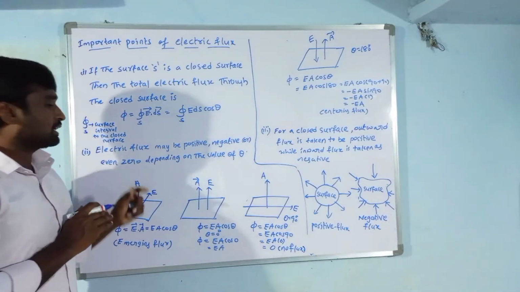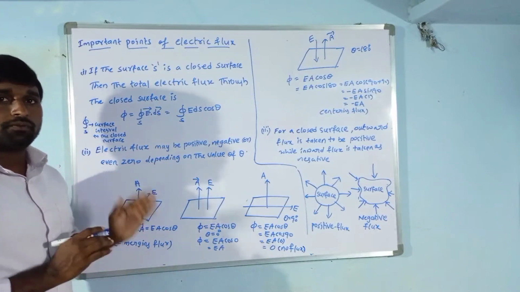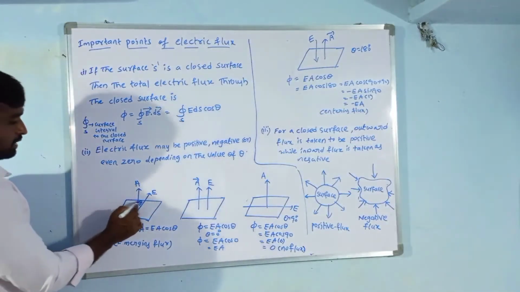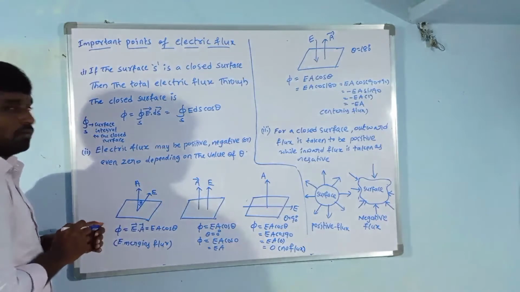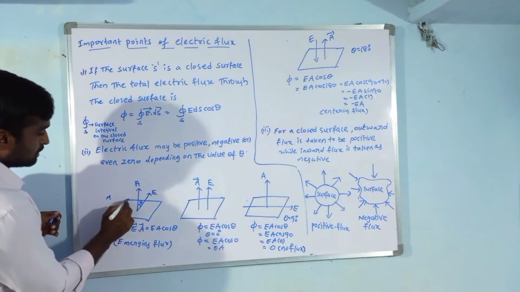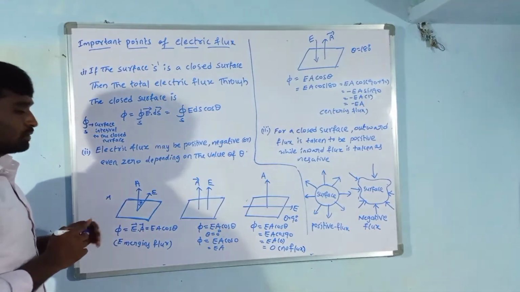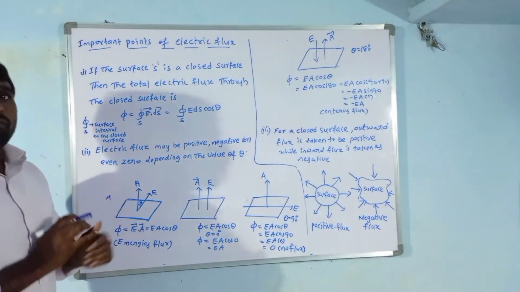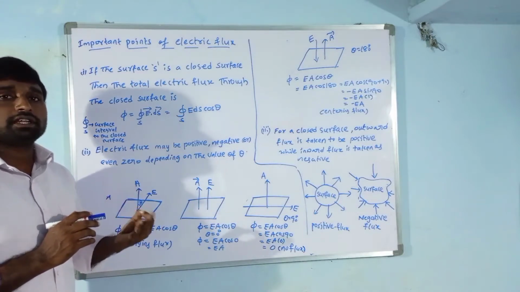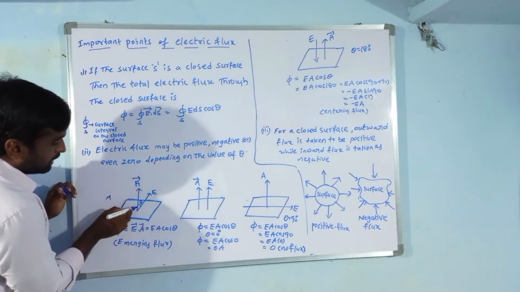So next point: electric flux may be positive or negative, sometimes zero. So when is it negative, when is it positive, when is it zero? Let us see here. This is a surface area element. What is the area of this element? That is A. It is a flat surface. When we take an area element, what is its direction? Area is a vector quantity, we know that. What is the direction of the area vector? That is perpendicular outwards.